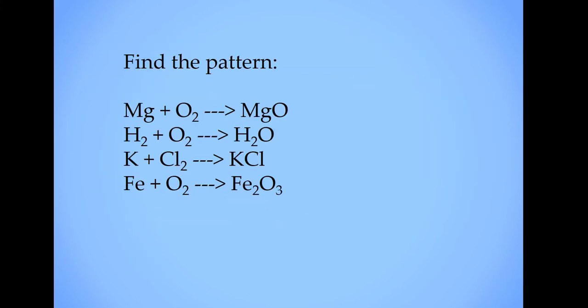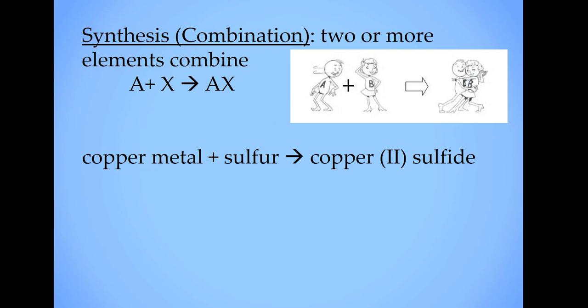All right, let's look at this pattern. Again, you don't need to write this down. I really just want you to take notice of what you see as being similar. Again, they might not be balanced, because I don't want the balancing numbers to distract you from seeing the pattern. So what's the pattern? Here we have 2 things that are coming together to make one thing. We end up with 2 or more reactants, and we get only one product. This is a special type of reaction called a synthesis reaction. It sometimes is called a combination reaction too. The general formula is A plus X, and they bond together and make AX.